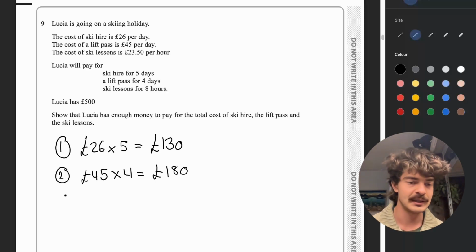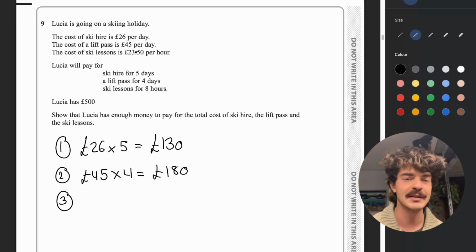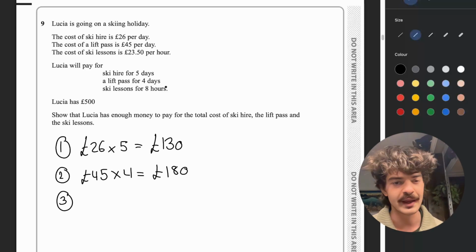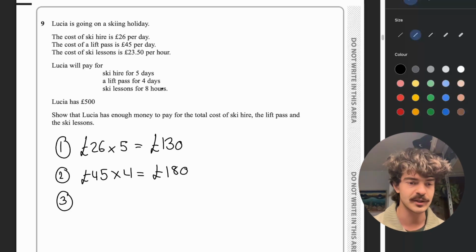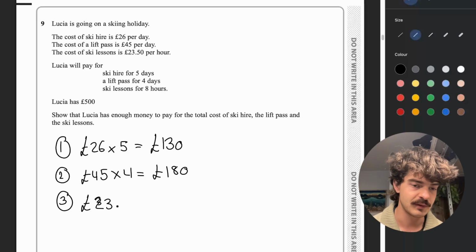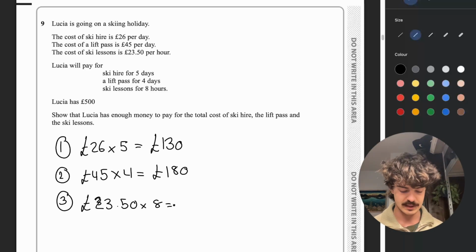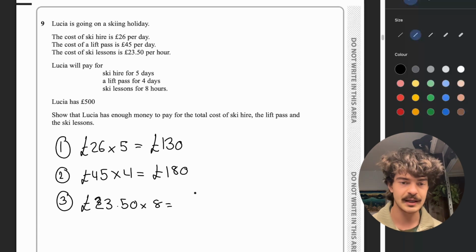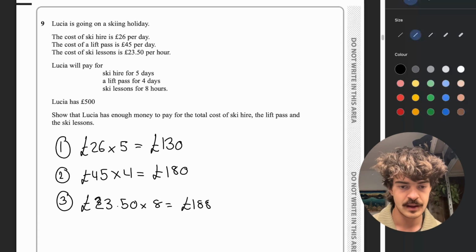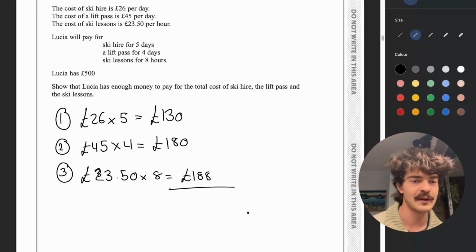And last but not least, we've got ski lessons at £23.50 an hour, slightly different unit here, but we're doing it for 8 hours. So no need to convert any units or anything just yet. So, £23.50 times by 8. Awesome. Let's see what that becomes to. £188.